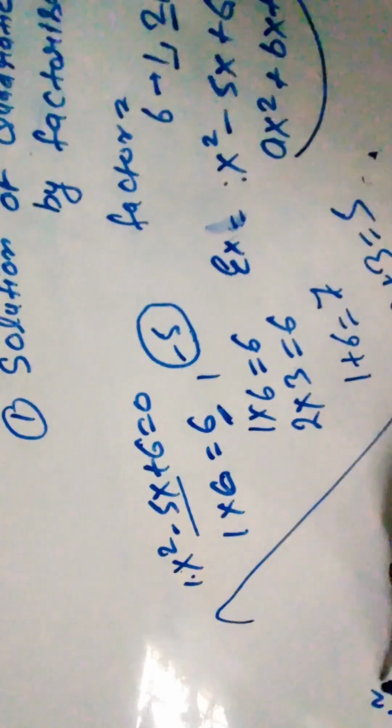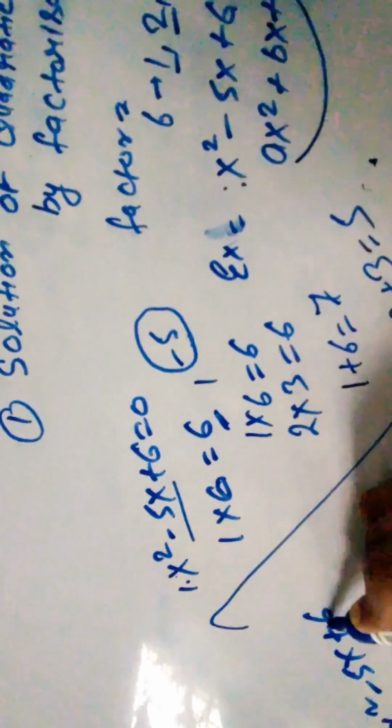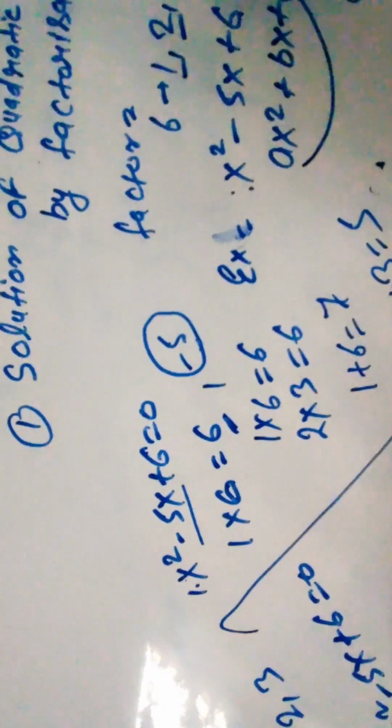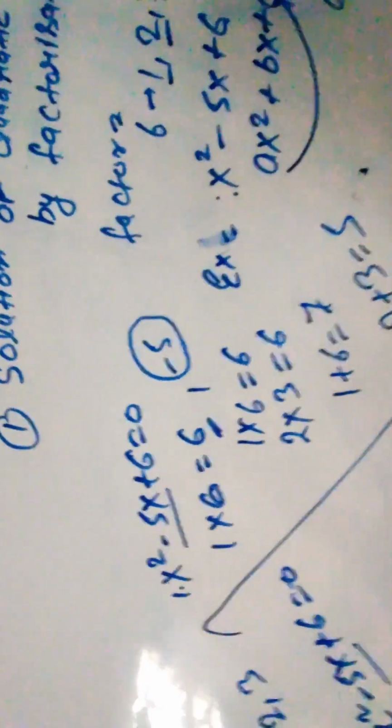x square minus 5x plus 6 equals 0. There I need 2 and 3. But I need negative 5. Then what do you need?